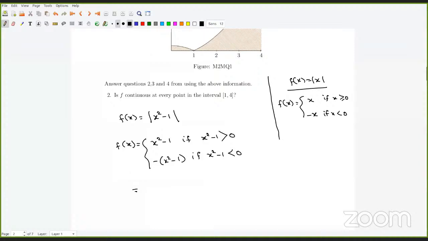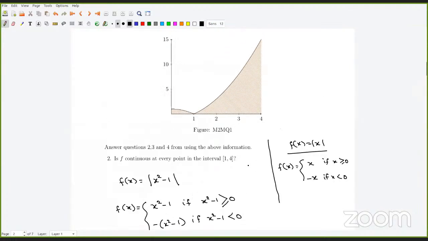So basically it is x square minus 1 if x is greater than 1, if we only consider the positive part here, and it is 1 minus x square otherwise. We are not considering the condition of x square minus 1 equal to 0; that is the point 1. So that's how we can define this function.